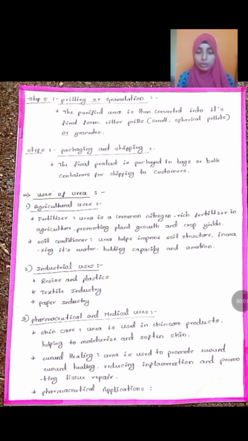Step 5, granulation. The purified urea is then converted into its final form, either pellets, small spherical prills or granules. Step 6, packaging and shipping. The final product is packed in bags or bulk containers for shipping to customers.